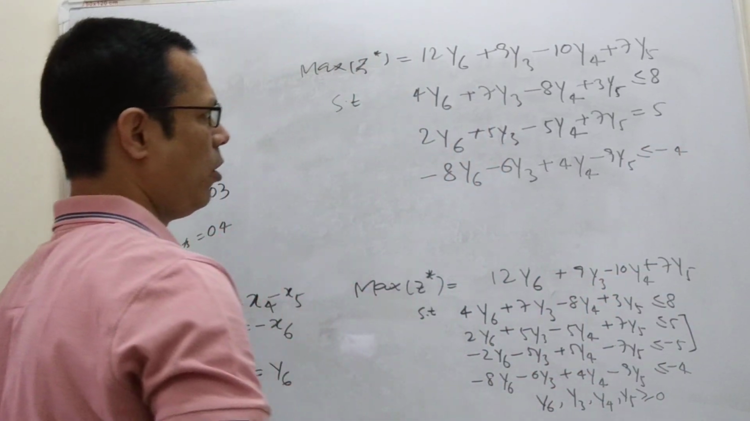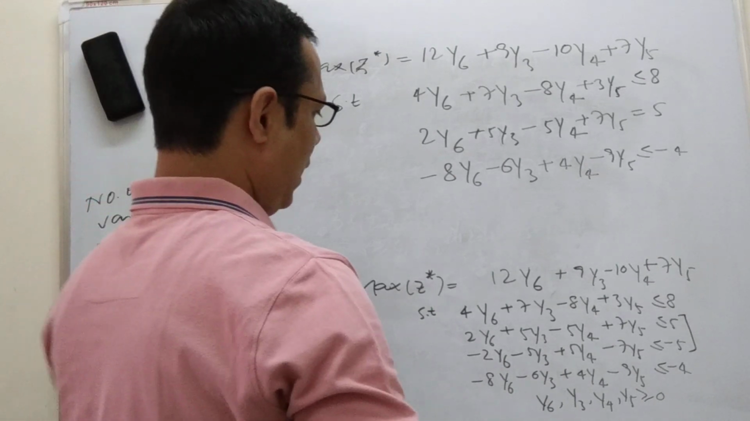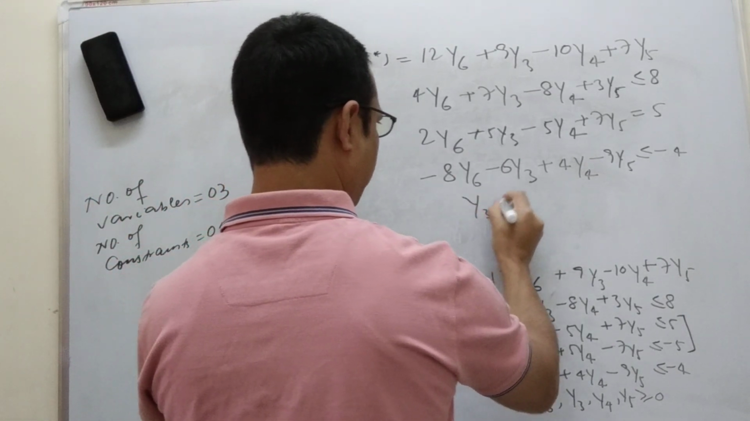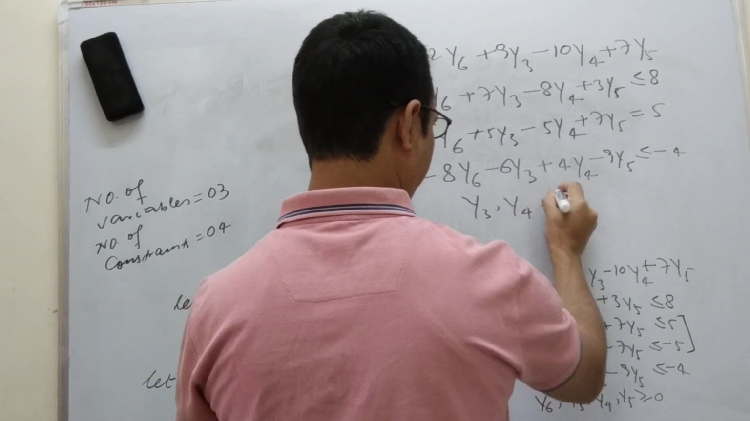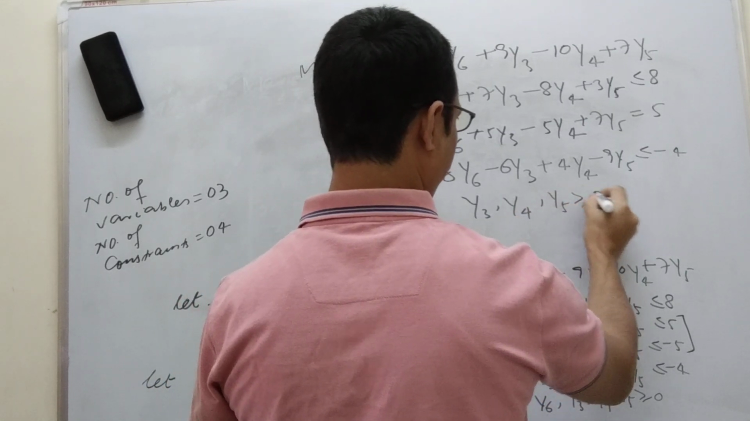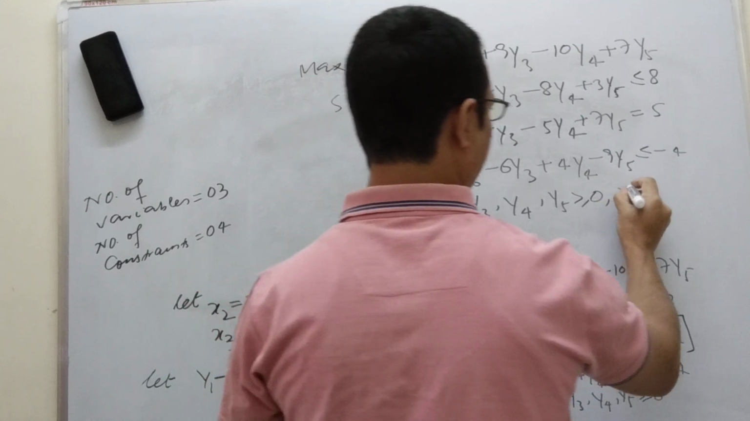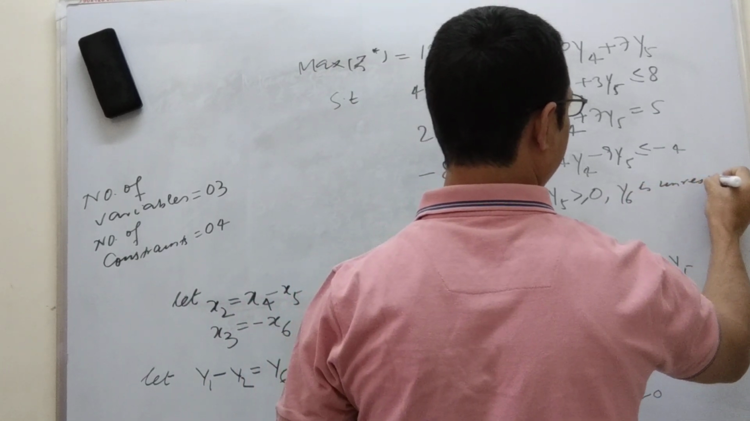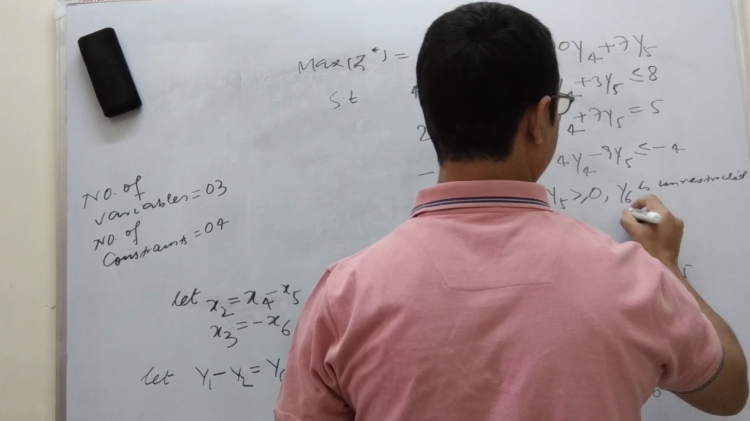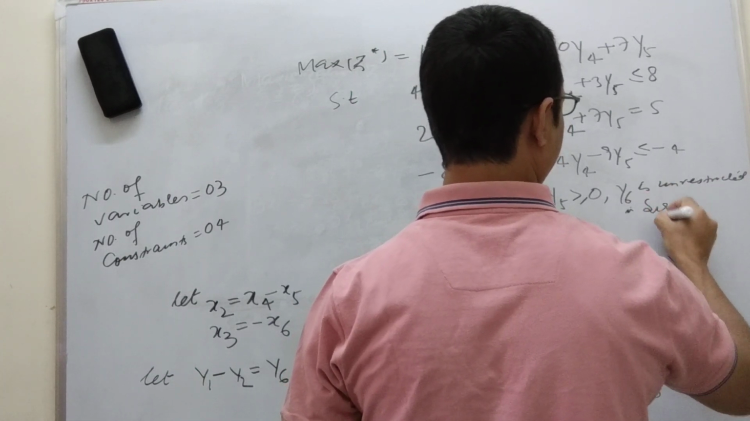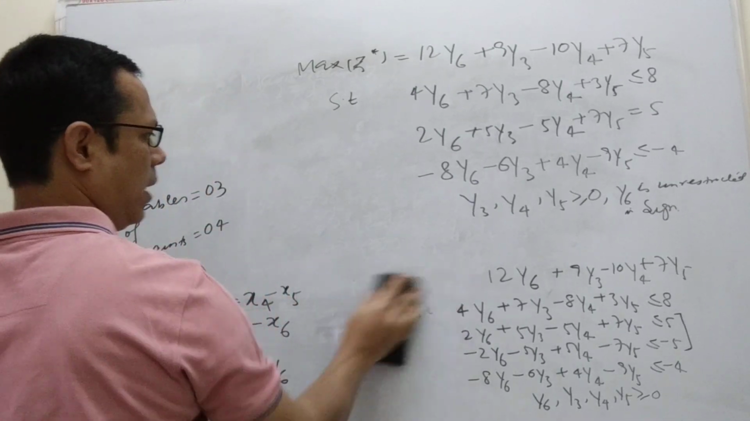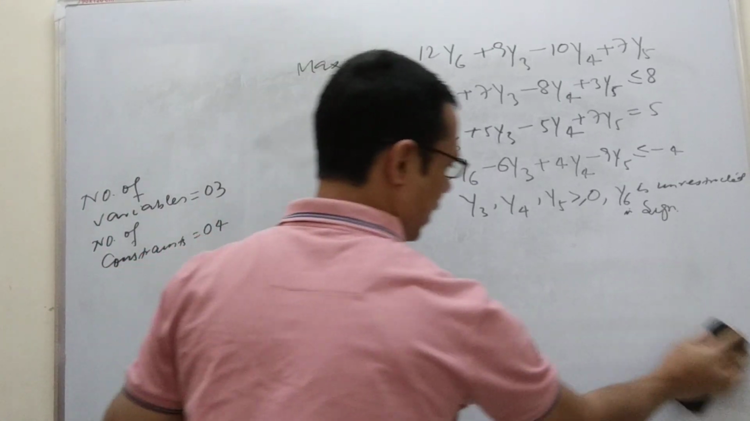Okay, now what is the condition? The condition is the same: y3, y4, y5 must be greater than or equal to 0, and y6 is unrestricted in sign. Okay, now see what is the next step.